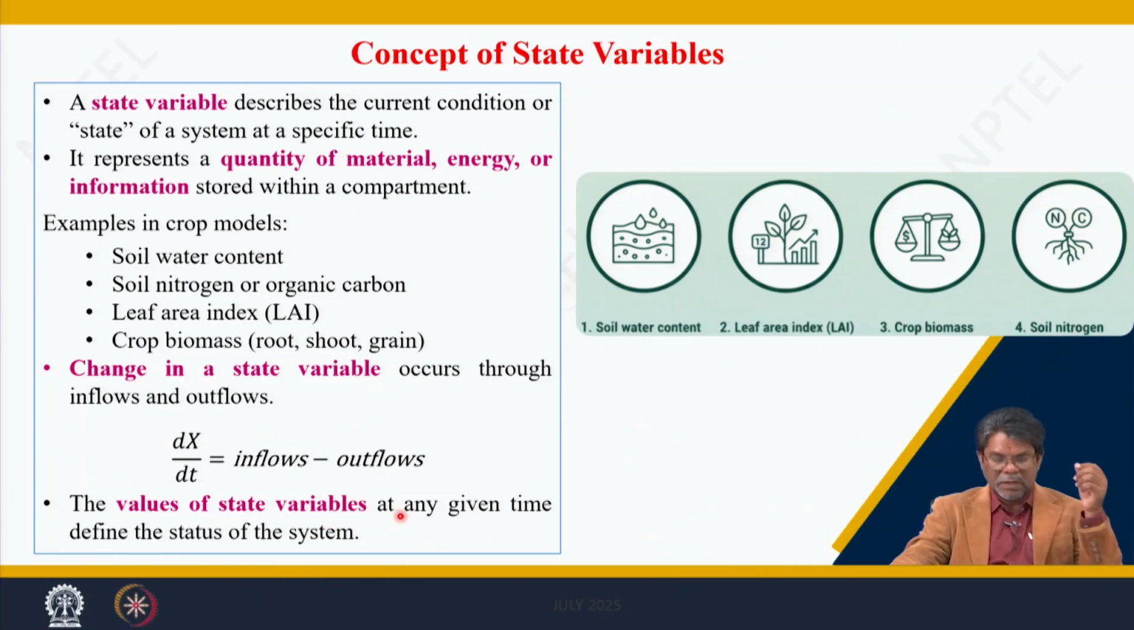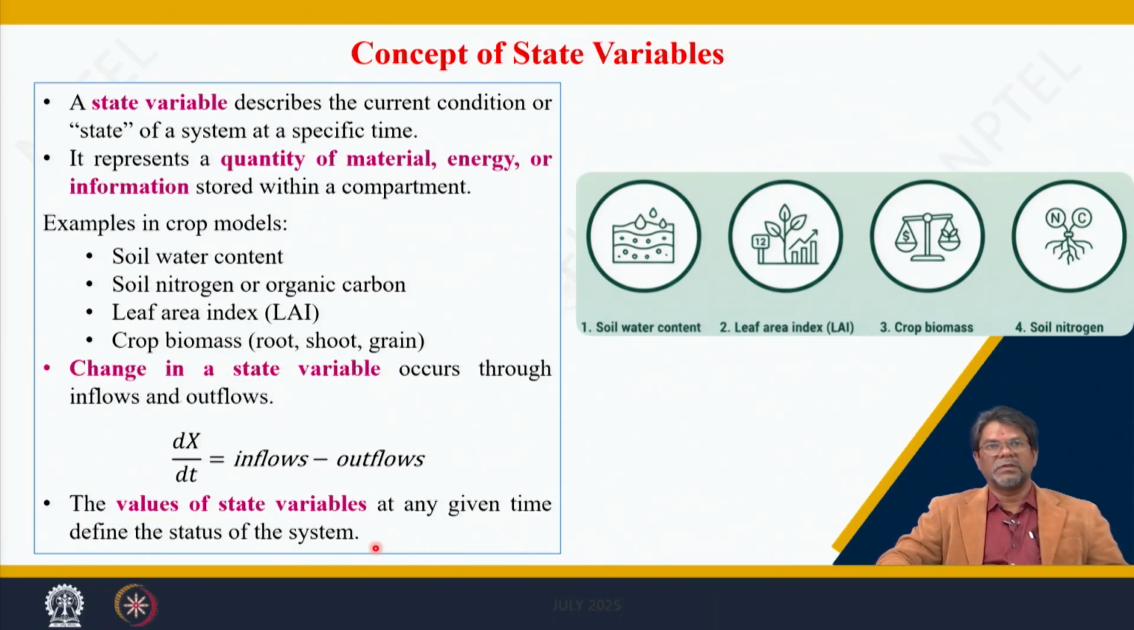The values of the state variable at any given time define the status of the system. At any point of time, suppose you have the crop biomass, root weight, stem weight, grain weight; the value at that time defines the state of the system. Similarly for soil water content, which changes with time: what is the value of the soil water content? We can express it as volumetric water content, or by the gravimetric method, moisture content percent. That indicates the value at the particular time, and so the state of the system.